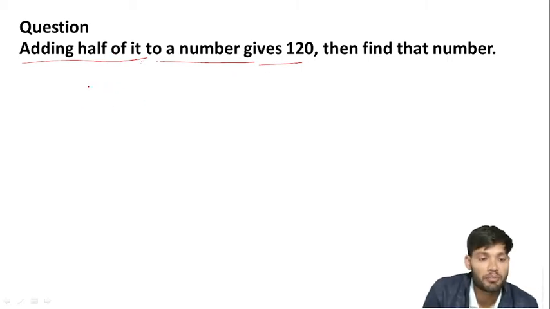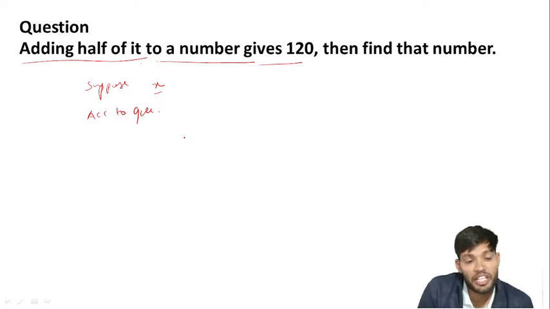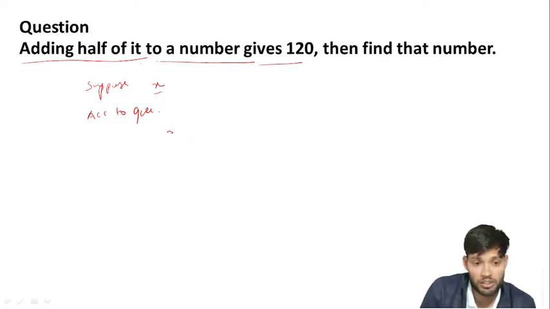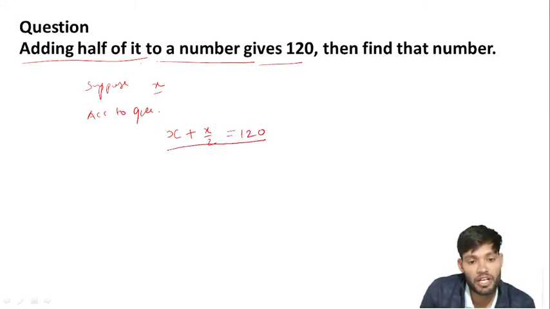Suppose the number is x. According to the question, adding half of it to the number itself, and half of the number means x by 2, so the number itself is x and half of x is x by 2. When we add both, it gives 120. Now we make the equation according to the question. This is the equation. Now we have to solve this.